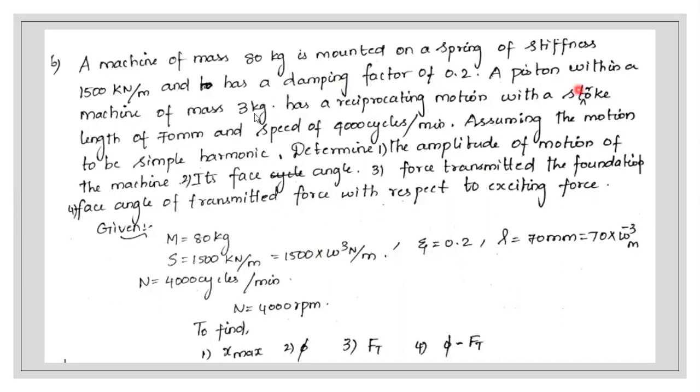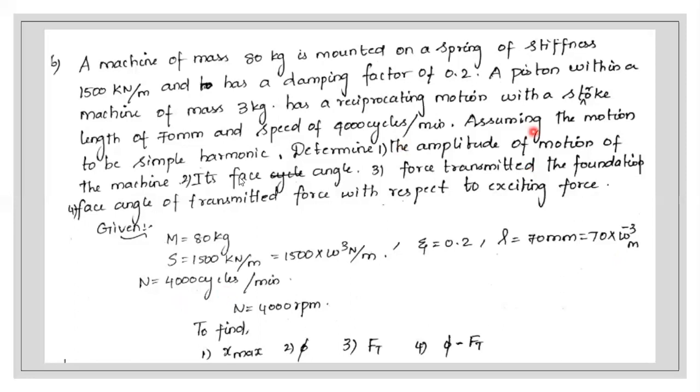Damping factor or damping ratio. A piston with a machine of mass 3 kg, so small m will be 3 kg. It has a reciprocating motion with a stroke length of 70 mm. So stroke length 70 mm means the length will be 70 mm, and convert into meter. Speed of 4000 cycles per minute, so n will be 4000 cycles per minute.